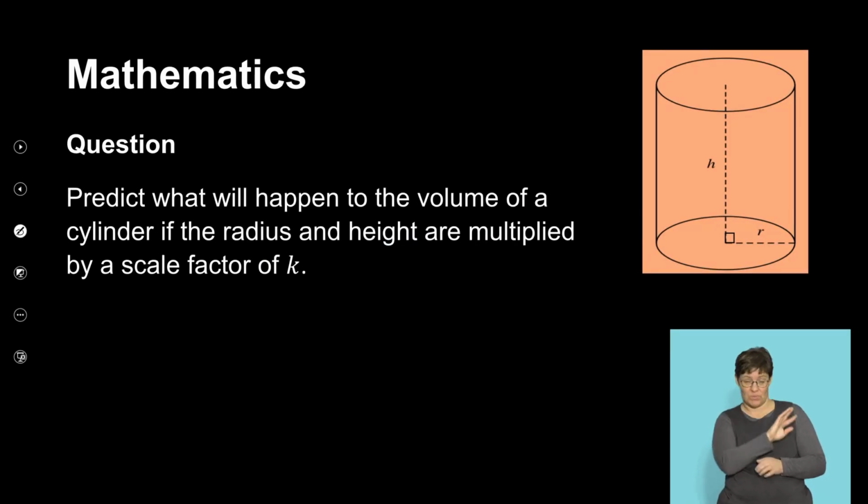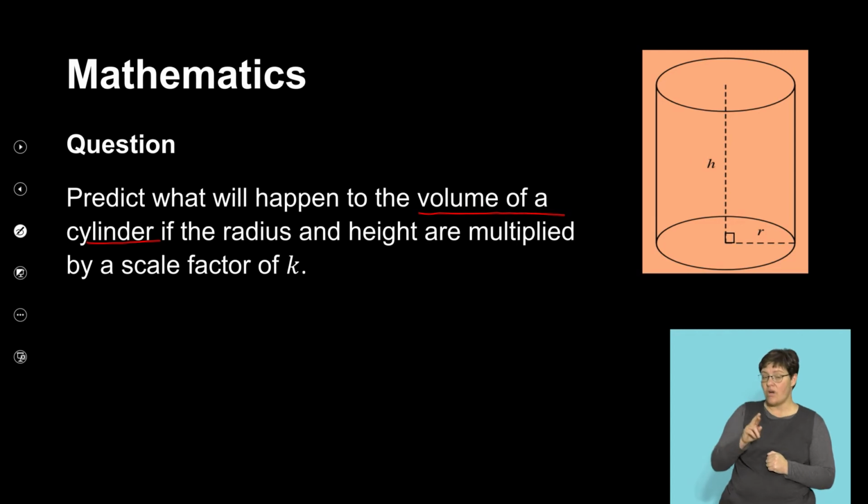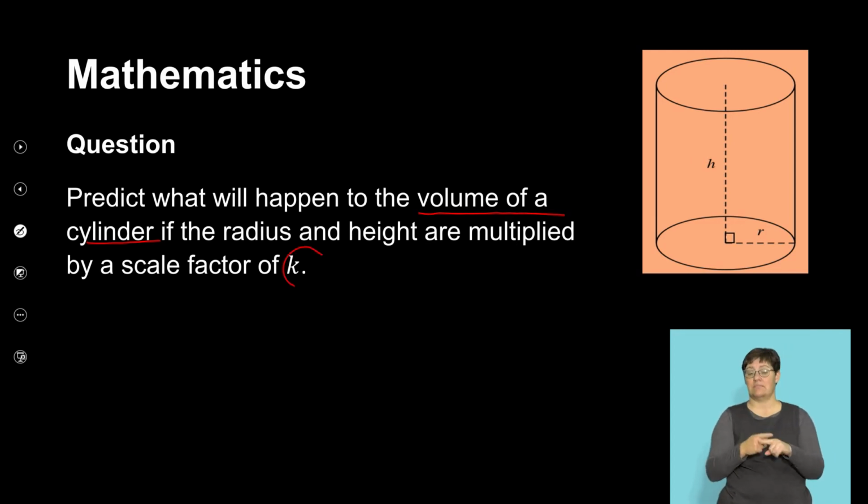So now that we've seen what happens with the surface area, we are going to predict what will happen to the volume of a cylinder if the radius and the height are multiplied by a scale factor of k. So I'm going to ask everyone to think. If I calculate the volume normally, what will the difference be if I now multiply the height and the radius by a scale factor of k? How is that going to affect my volume?